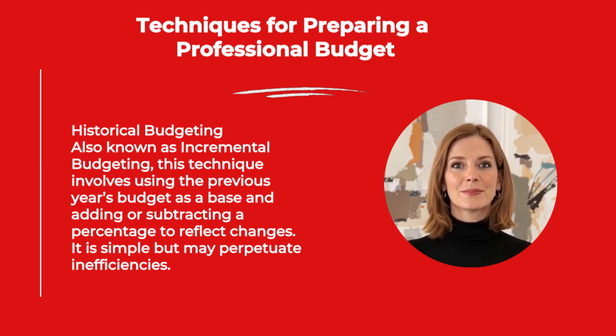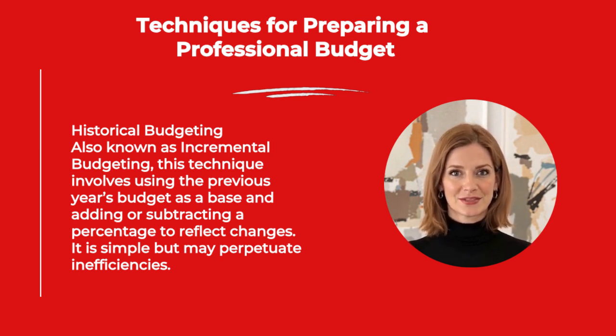B. Zero-based budgeting, ZBB. This technique requires that each line item be justified from zero, regardless of the past. It is more rigorous and promotes accountability, used for strategic financial planning and cost containment in lean financial periods. C. Activity-based budgeting, ABB. ABB focuses on activities that incur costs and ties expenses directly to outputs or deliverables. It is ideal for departments that manage complex projects. Example: budgeting for a training department based on the number of training sessions planned.